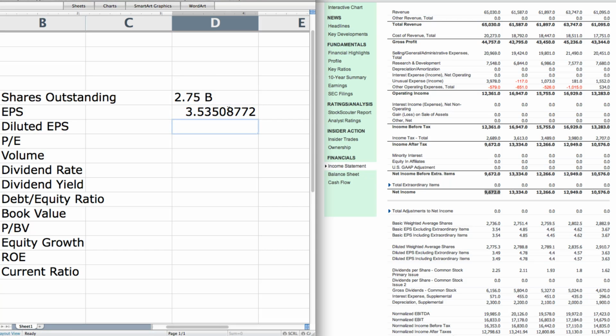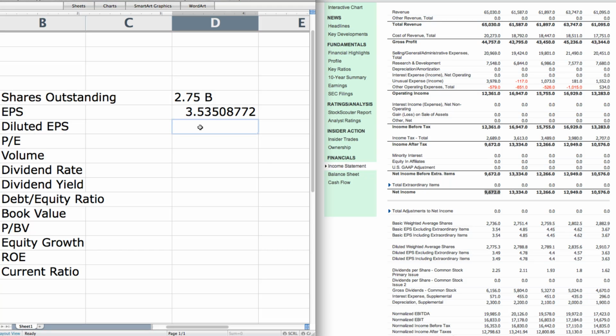So when we hit equals, you can see that there's the number that we saw on the top level page, which is $3.53 per share. We took all that net income, divided by the total number of shares, and that gave us the 3.53, which is the EPS, or earnings per share. Now, sometimes you'll hear the term diluted EPS.